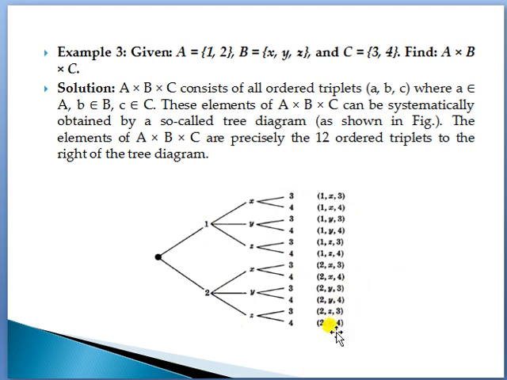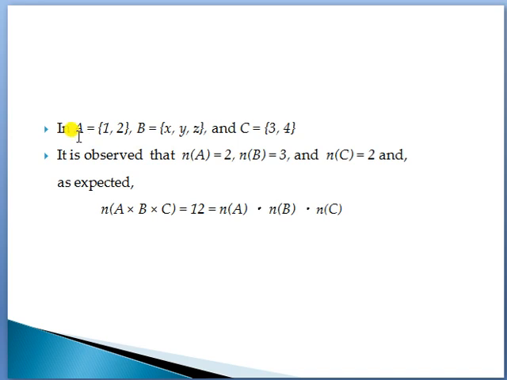So this is called the tree diagram. In total there are 12 ordered triplets, and as you can verify, in A there are 2 elements, in B there are 3, and in C there are 2. So again the number of elements in the Cartesian product of A, B and C is 12, and 12 is equal to the number of elements in A, 2 into 3 into 2, 2 into 3 is 6, into 2 is 12.